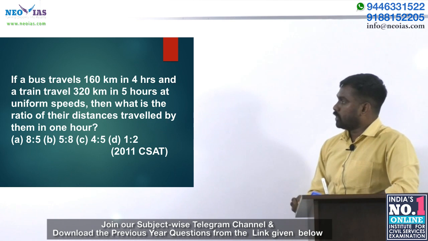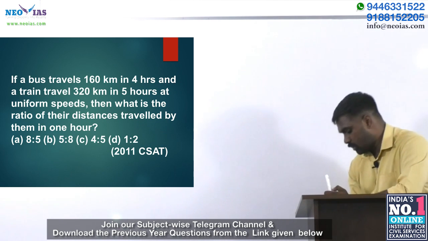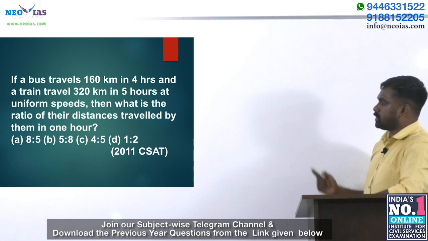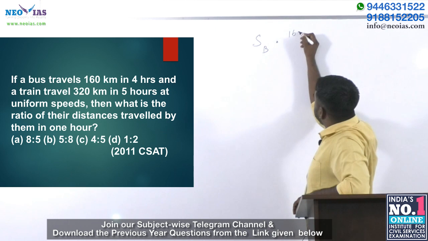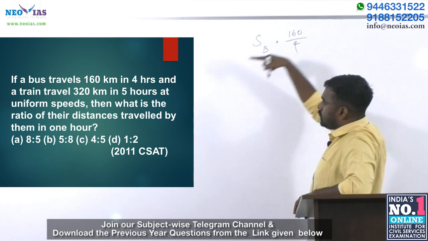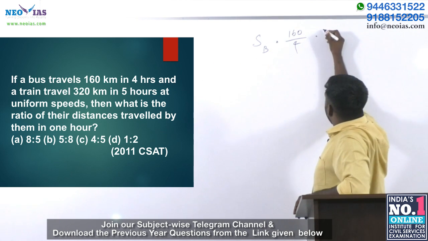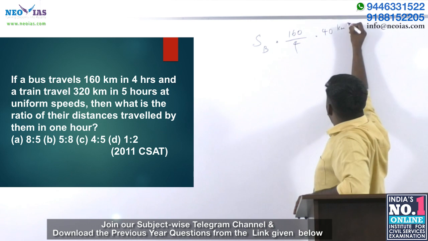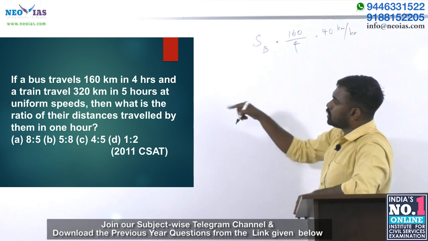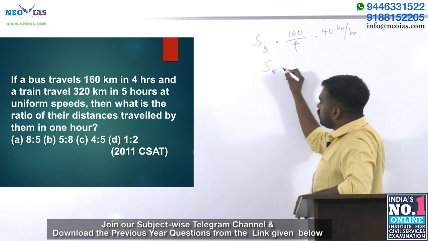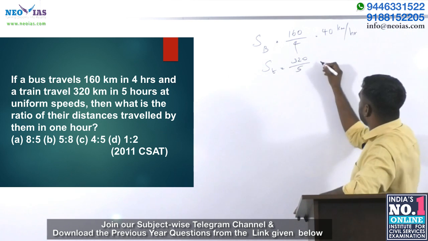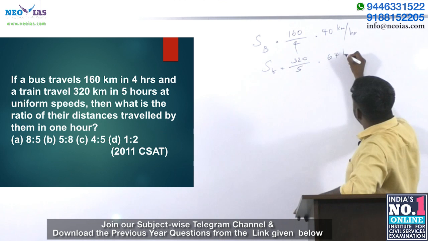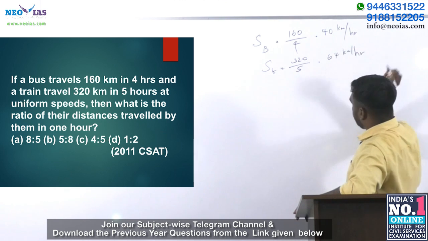So the next question. If a bus travels 160 km in 4 hours, the speed of the bus is 160 by 4, isn't it? Distance by time. 40 km per hour. Speed of the train is, what is it? 320 km in 5 hours, right? So the speed is 64 km per hour.